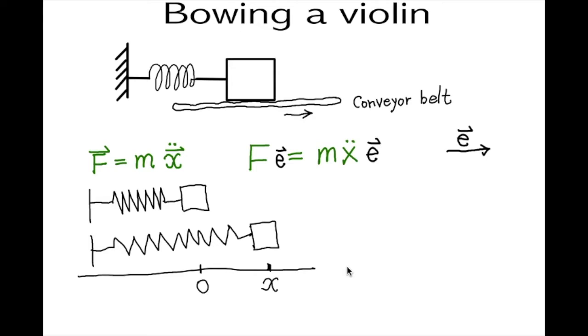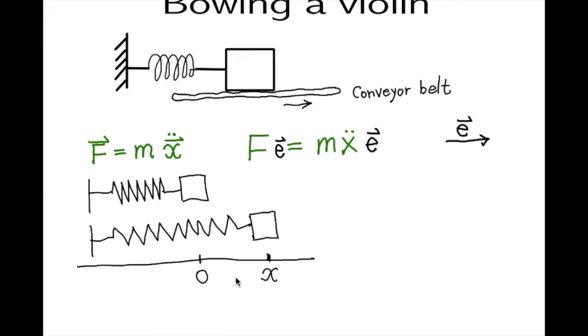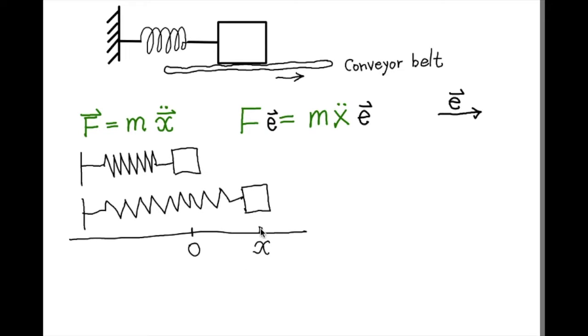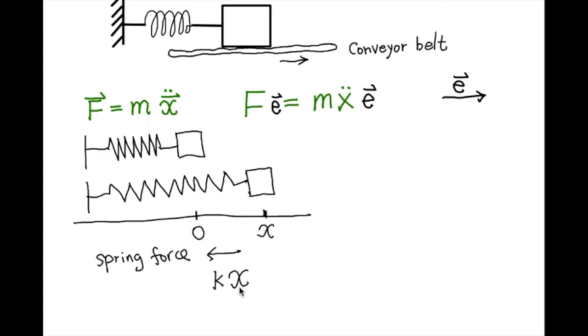With this said, I can start talking about the parts of the system. First, we have a spring, and assume that when the spring is relaxed, the position of the box is at 0. If the position of the box is at coordinate x, then the spring is pulling the box to the left with a magnitude of k times x.